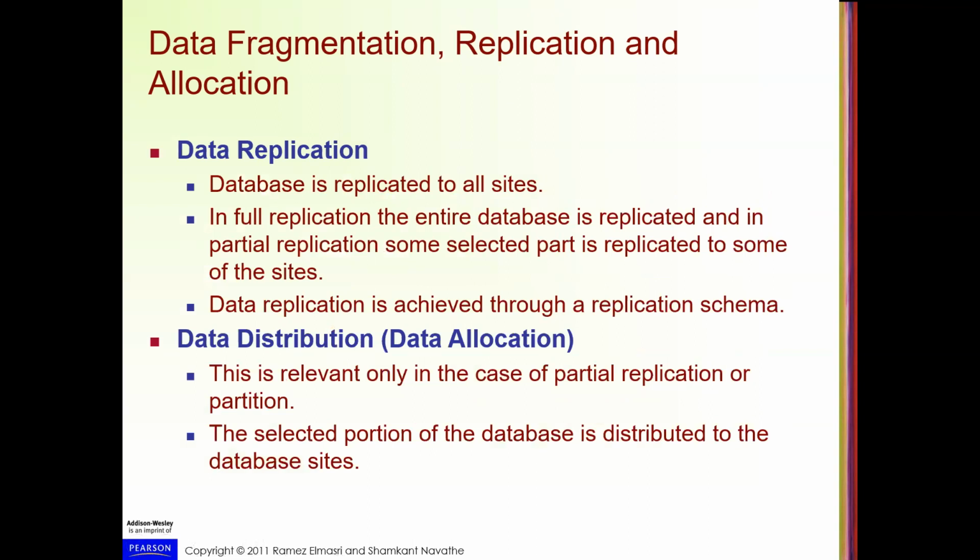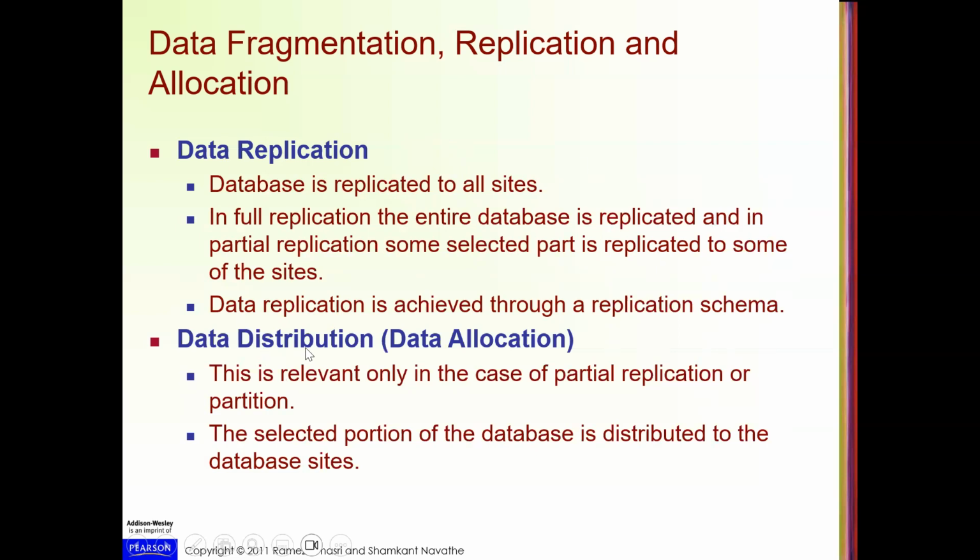Now let us see what we mean by data replication. Data replication means copying of data. The database is replicated to all the sites. The database is copied to all the connected sites over a network. In full replication, the entire database is copied, and in partial replication, only parts of the database are replicated to some sites. Data replication is achieved through a replication schema.